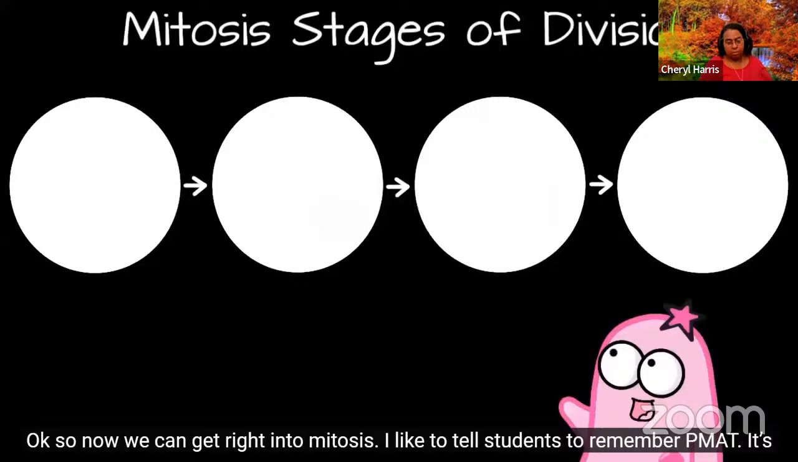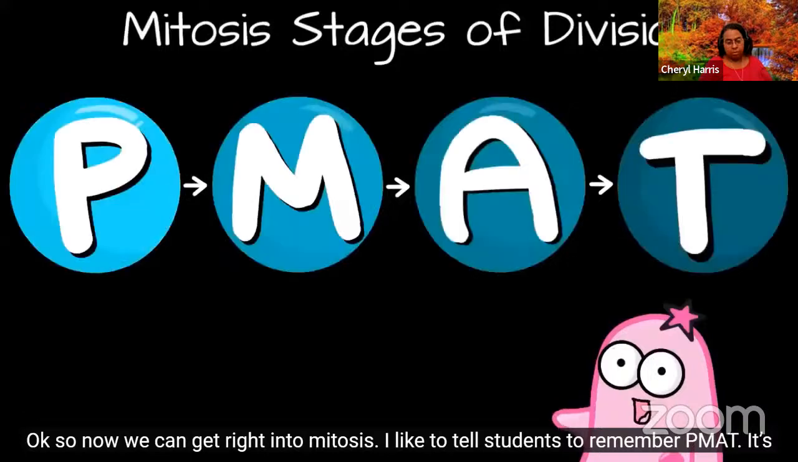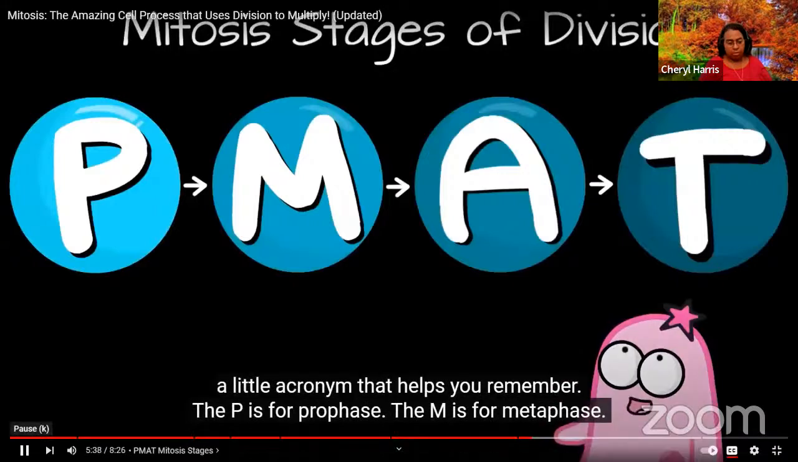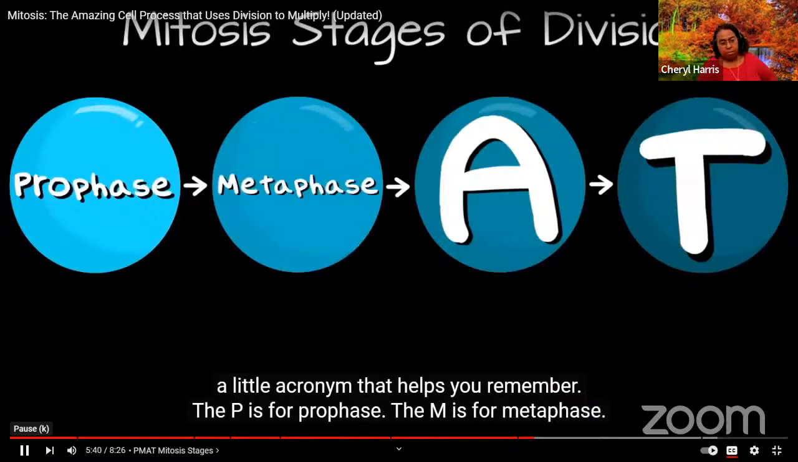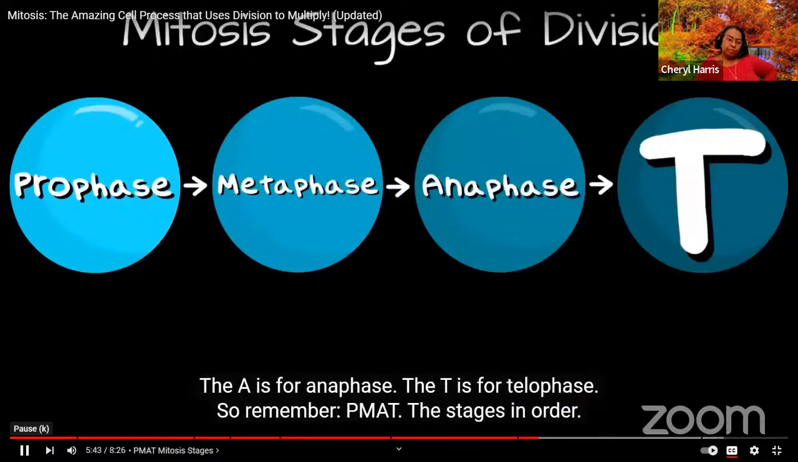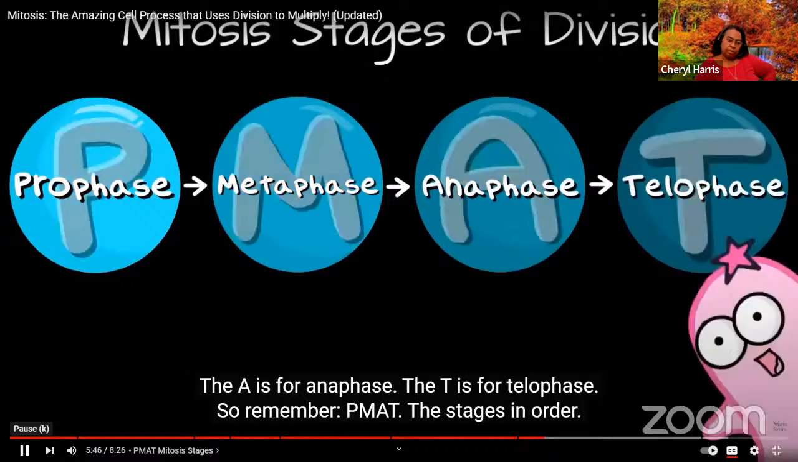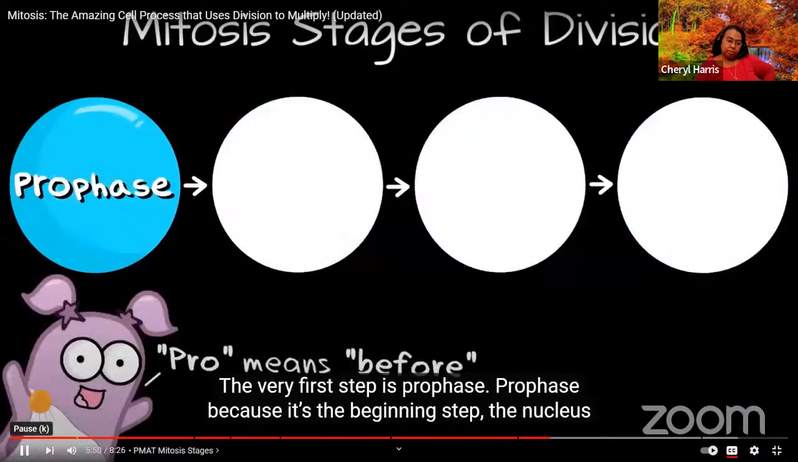Okay, so now we can get right into mitosis. I like to tell students to remember PMAT. It's a little acronym that helps you remember. The P is for prophase, the M is for metaphase, the A is for anaphase, and the T is for telophase. So remember PMAT, the stages in order. The very first step is prophase.